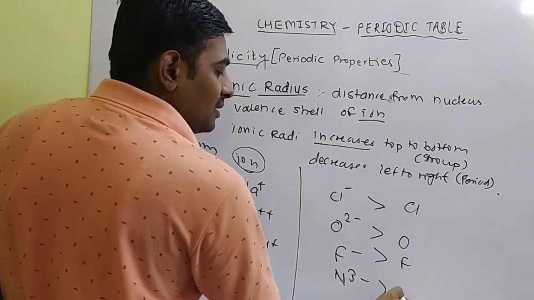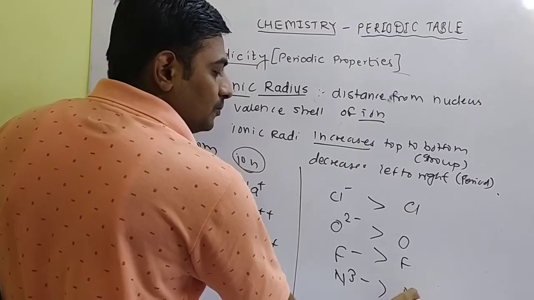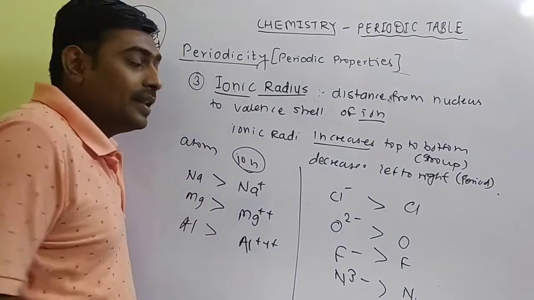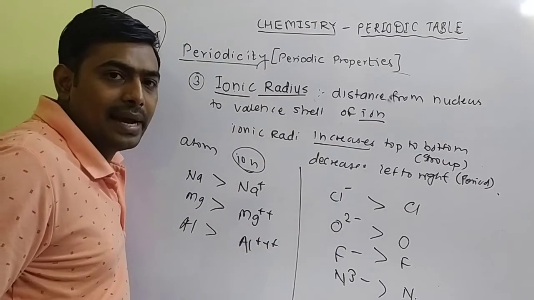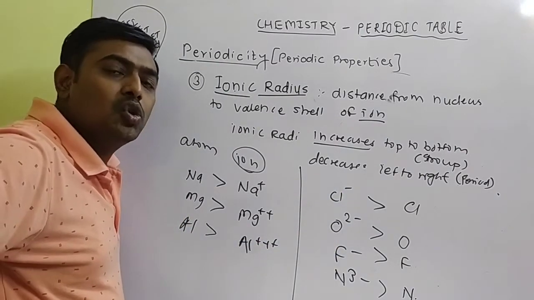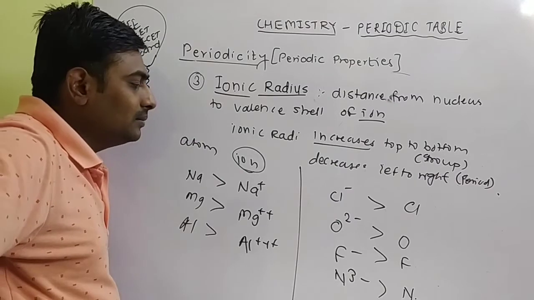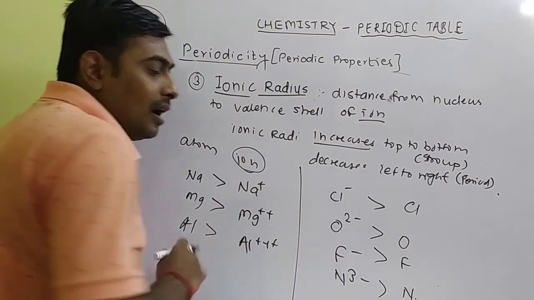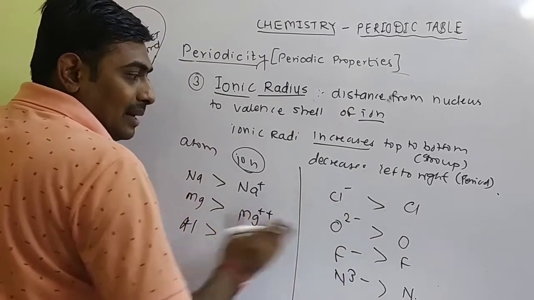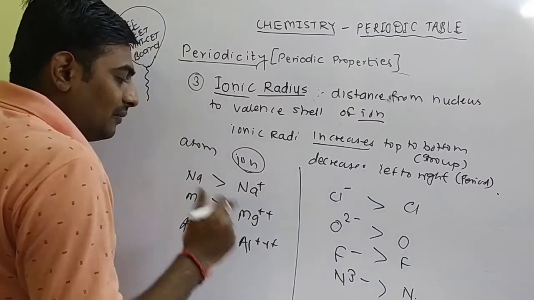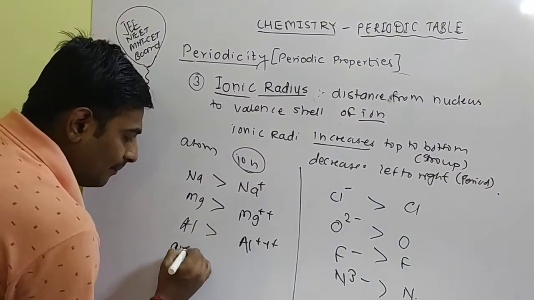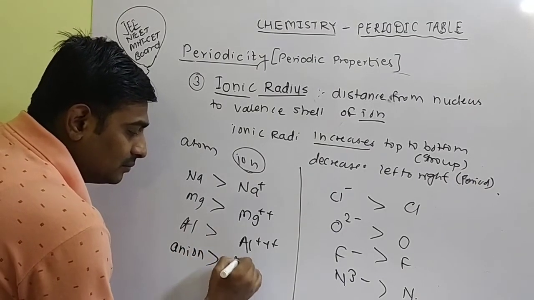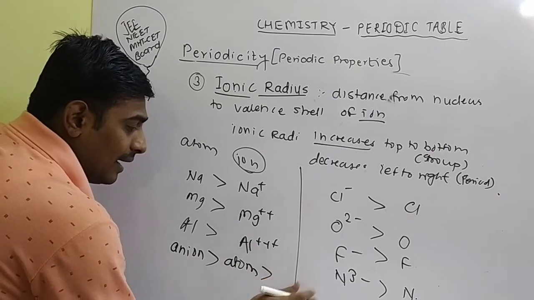Why? Because it is gain of electron. Due to the gaining of electron, a new shell is added, so the anion is larger than its atom. When we combine these two concepts, what will we get? Anion is larger than atom, which is larger than cation.